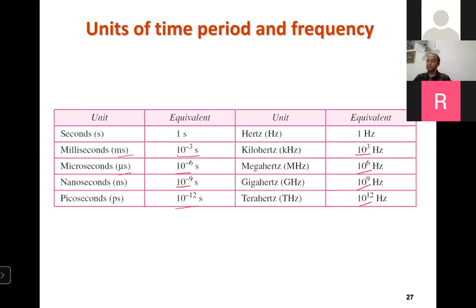That means they are increasing in steps of 1000. 1000 hertz equals 1 kilohertz, 1000 kilohertz equals 1 megahertz, 1000 megahertz equals 1 gigahertz, and 1000 gigahertz equals 1 terahertz. Like this, here it is 1 by 1000. 1 by 1000 second equals 1 millisecond.